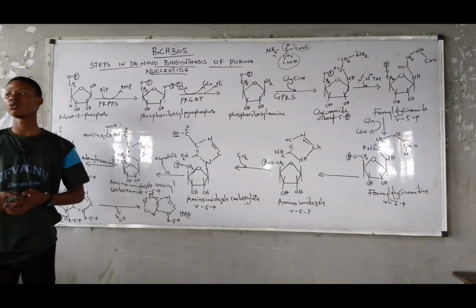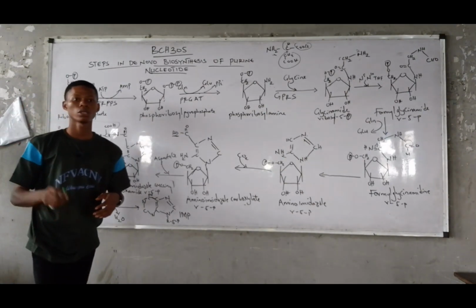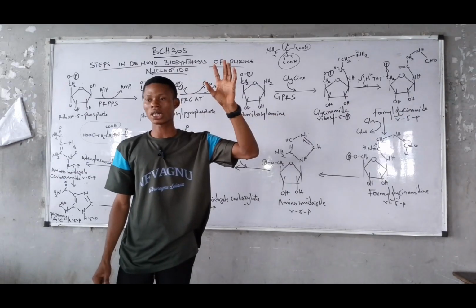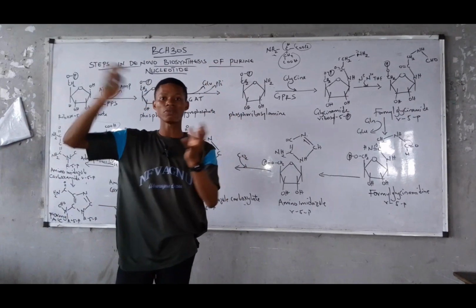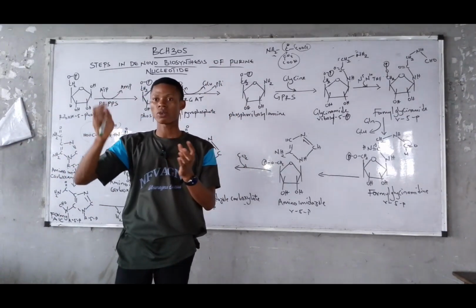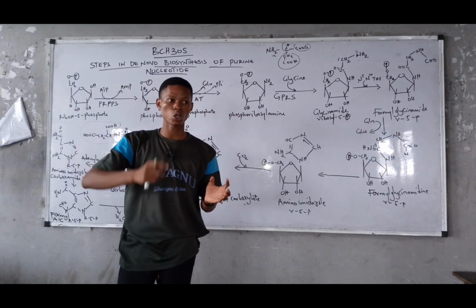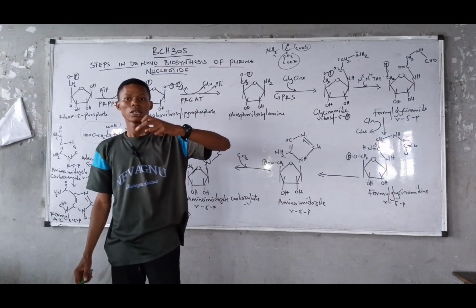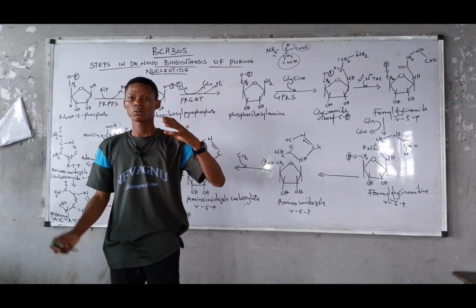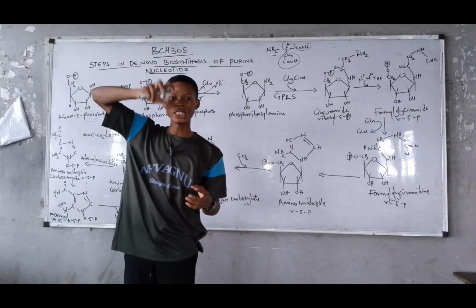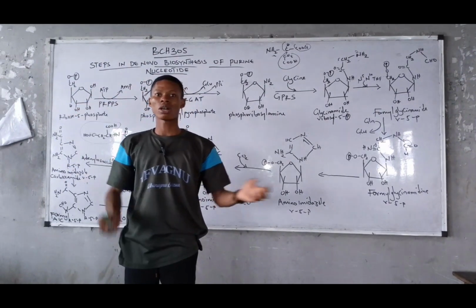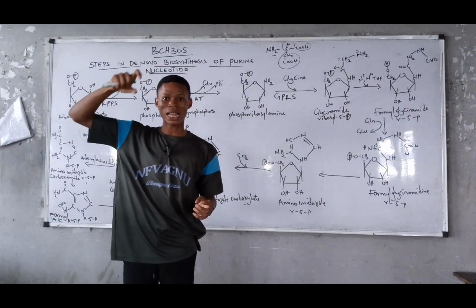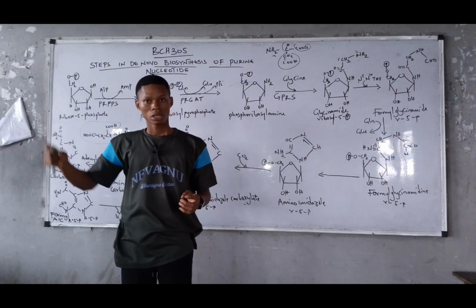Now before I give you the acronym, let's see what really happens. We started with ribosylate phosphate. Ribosylate phosphate was first activated by ATP to form phosphoribosylate pyrophosphate. Now, glutamine comes in and we form phosphoribosylamine. Now, glycine comes in and we form glycinamide ribosylate 5-phosphate.